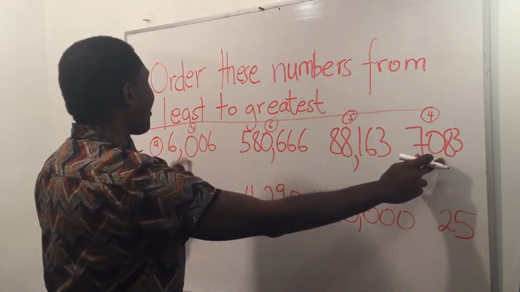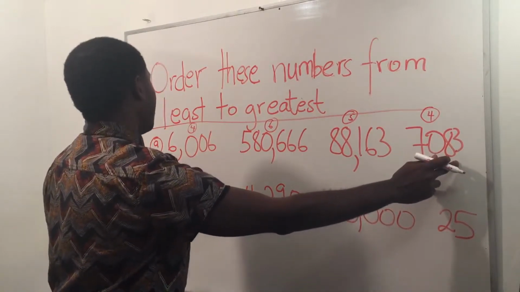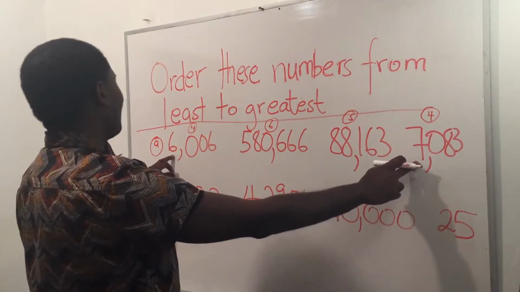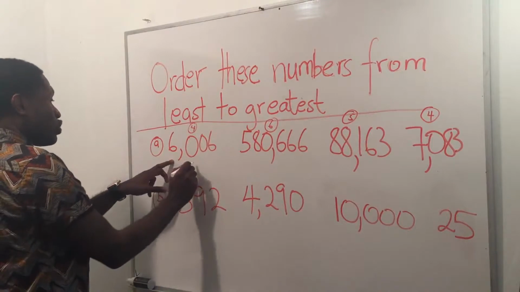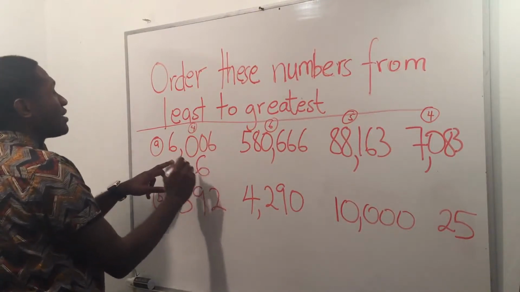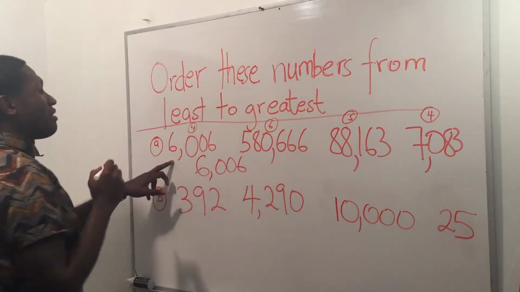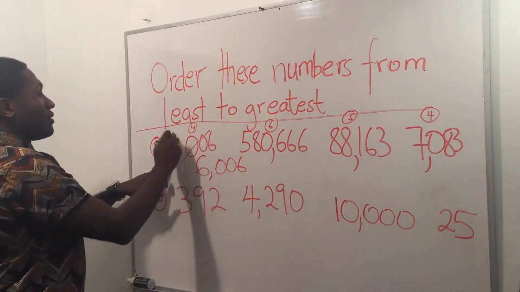So this is 6,006, 7,083. So 6,000, 7,000, which one is the lowest? I know 6,000 is the lowest. So for sure, that is what I'm going to start with. 6,006 is my first number. So I'm done with that.